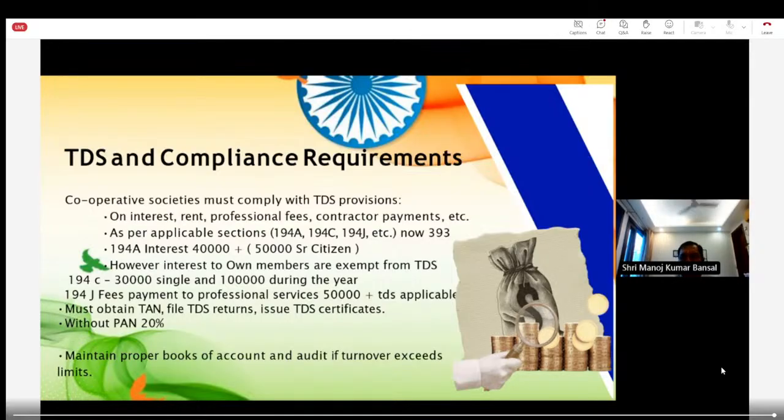194J is fees for professional services. If it exceeds 50,000, TDS applies. And in case of technical services, it is only 2%. So my suggestion and professional advice is that cooperative sectors, and professionals who are working for cooperatives, must obtain TAN, file TDS return, and issue TDS certificates within time. If TDS is deducted and a PAN number is not there, then it is deducted at a rate of 20%.